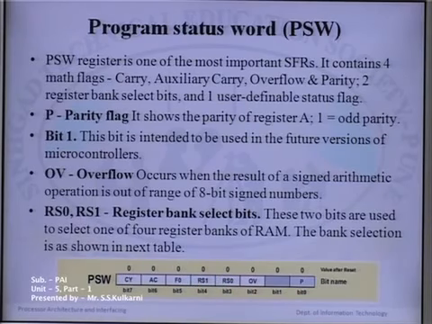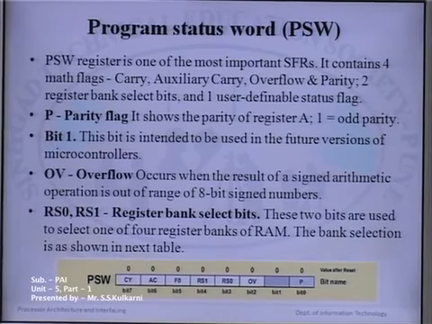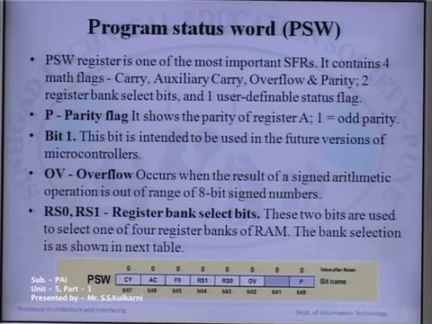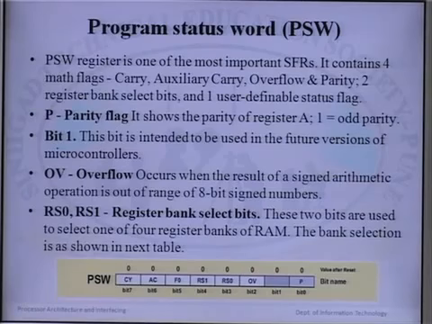Those are nothing but the register bank select bits. These 2 bits are used to select one of the 4 register banks of RAM. We have already seen the structure of RAM, and in that we have seen that there are 4 banks of registers. The names of the banks are register bank 0, register bank 1, register bank 2 and register bank 3. One of these register banks is selected at a time, and the 2 bits, that is bit 3 and bit 4 of the program status word, select a particular bank at a time.